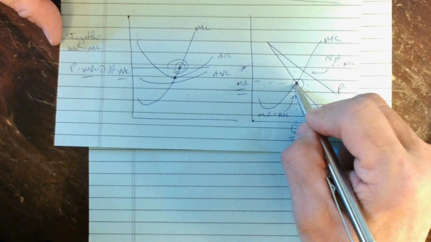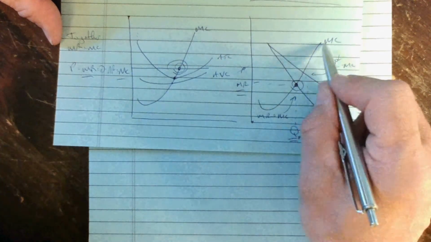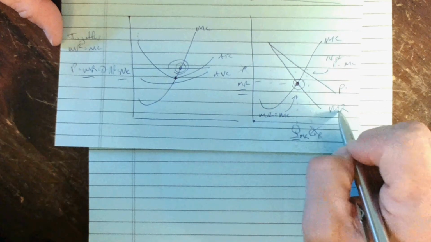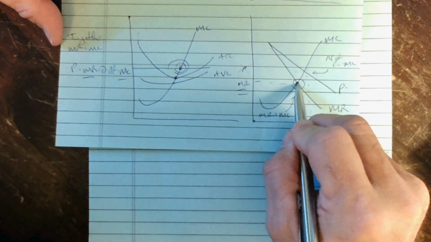And it turns out, as we will demonstrate in the handout, that the firm will profit maximize not at price equals marginal cost, but where marginal revenue equals marginal cost.